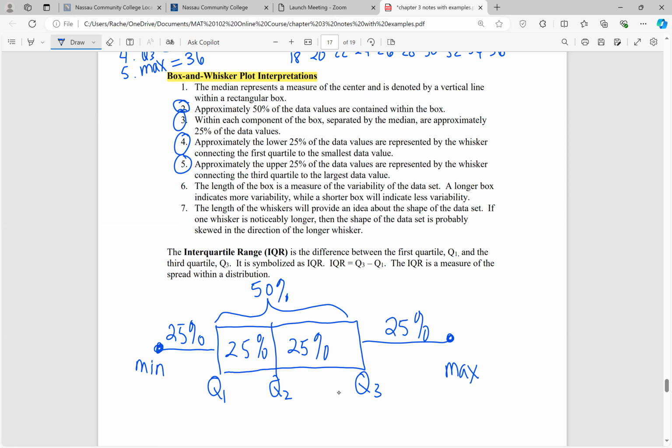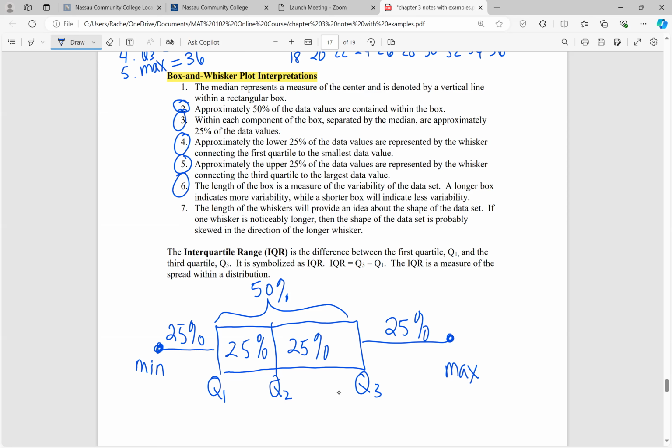And this makes sense, right? Because if we add up each one of those 4 quarters, we get 100%: 25, 25, 25, 25. So this is, generally speaking, how a box plot is distributed and how we can interpret these areas within the box plot. Number 6 says that the length of the box is a measure of variability of the data set.